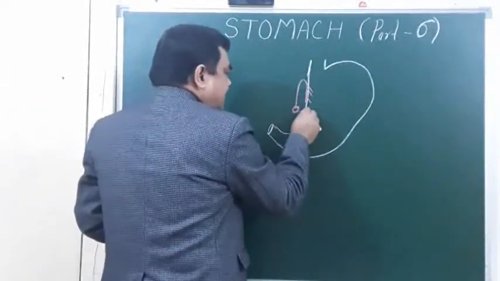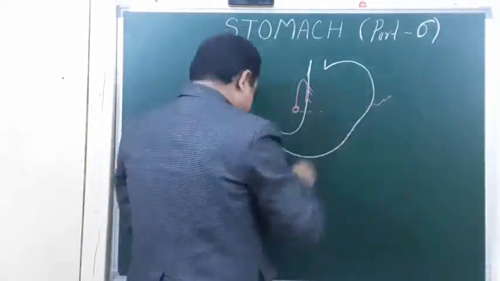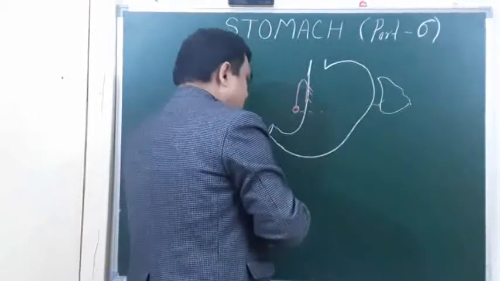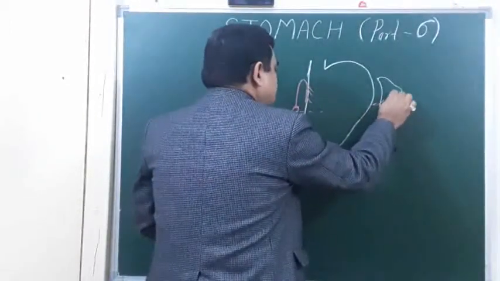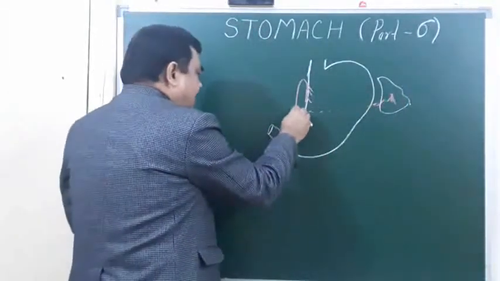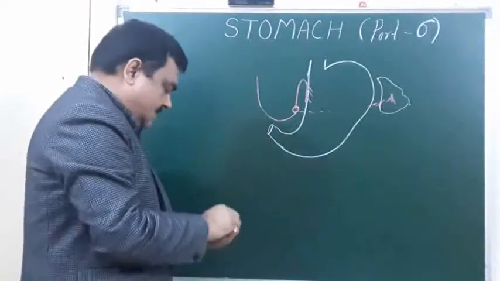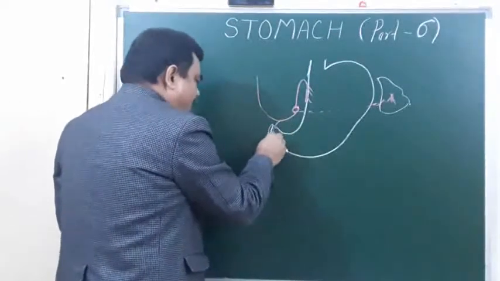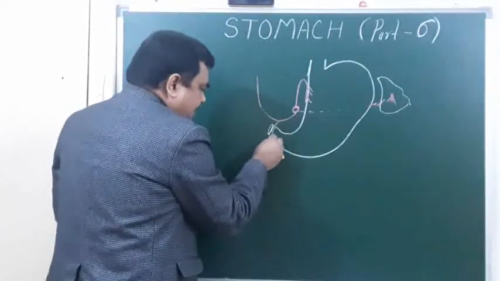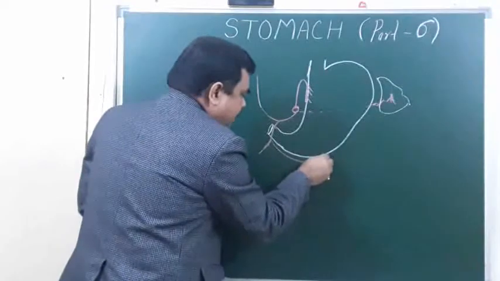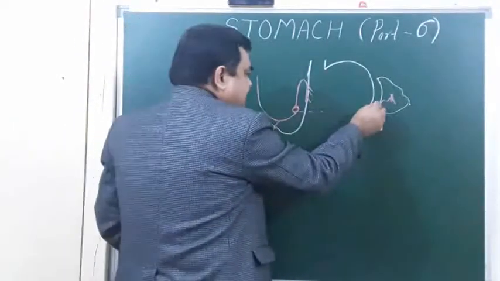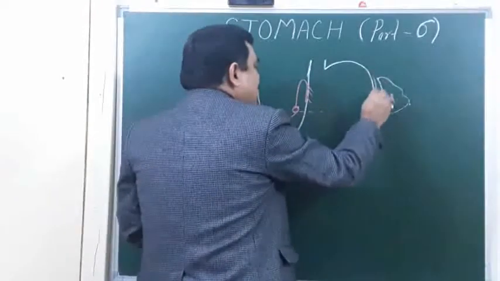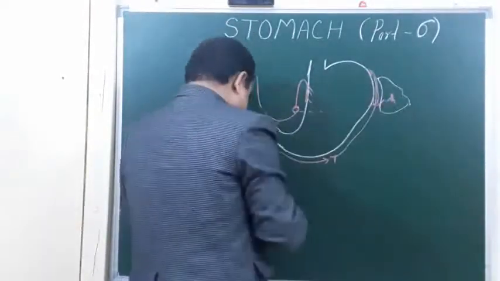And there is the splenic artery. Here is the position of the spleen. This is the splenic artery. Its course is tortuous. And another artery is the common hepatic. This common hepatic gives the gastroduodenal. And this gastroduodenal gives the right gastroepiploic artery. And this splenic artery gives the left gastroepiploic artery. And also numerous, 7 or 8, short gastric arteries.